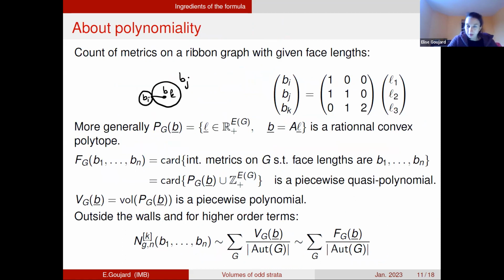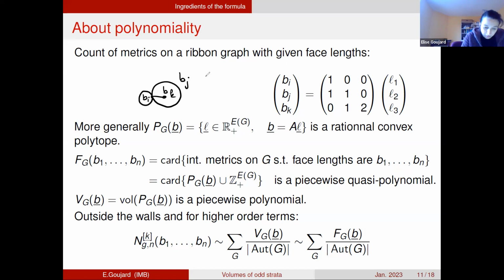And now let me say a word about the polynomiality. It's actually a more general fact that when you count metrics on ribbon graphs, you get something which is maybe not a polynomial, but a piecewise quasi-polynomial. So let me just say a few words.